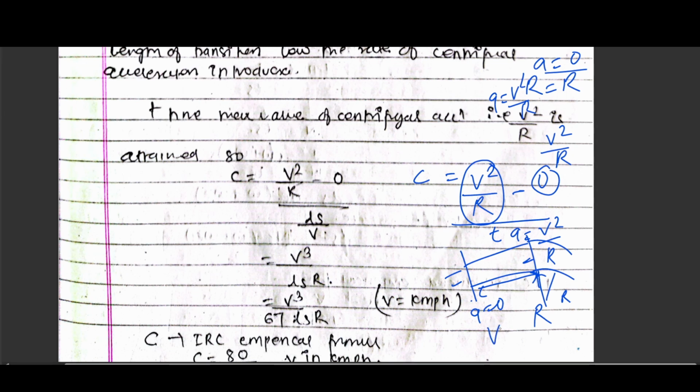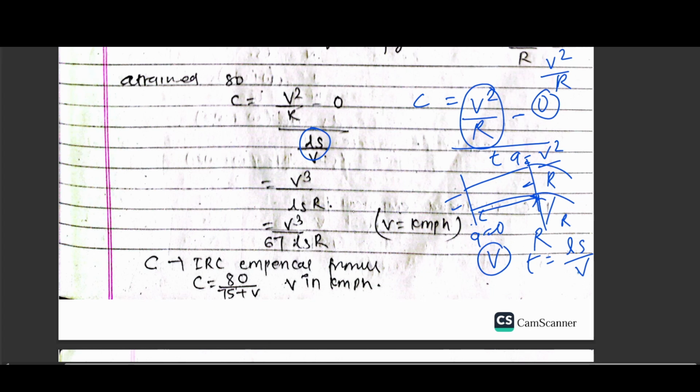If the design speed is V, then time will be length of curve divided by design speed. This is a very simple formula. So length of curve divided by time is substituted by Ls divided by V, and the final value will be V cube by Ls into R. And for V in kilometer per hour, the final output will be V cube by 67 Ls into R.